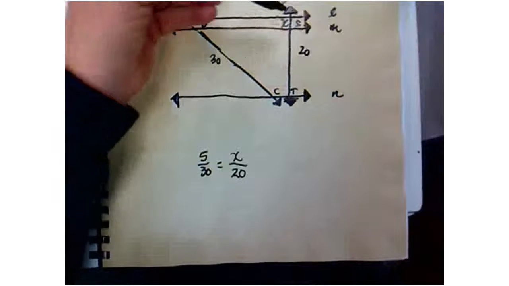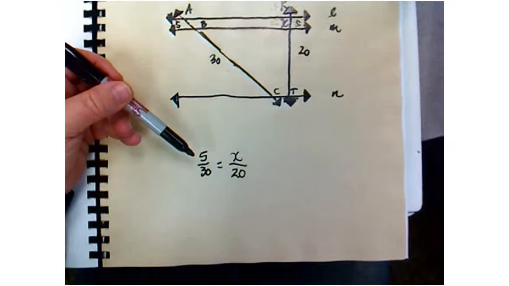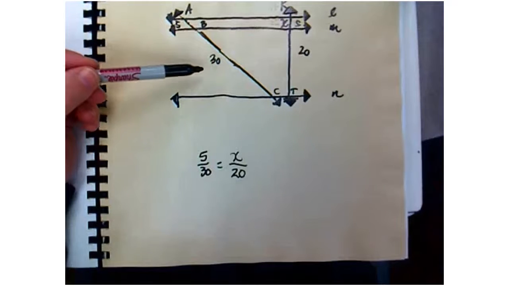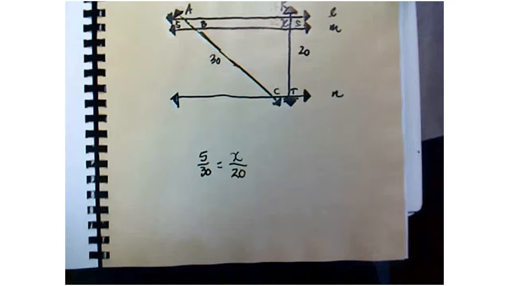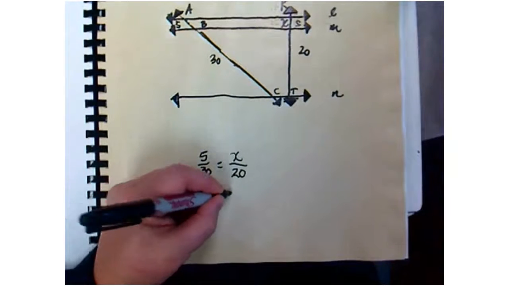So 5 is to 30 as X is to 20. What are your outsides? 5 and 20. 5 times 20 is 100. And then divide by 30. 3 and a third? All right, good.